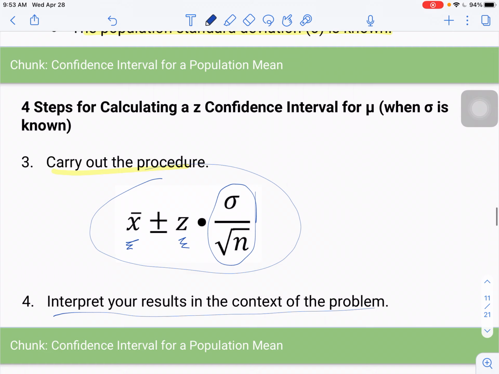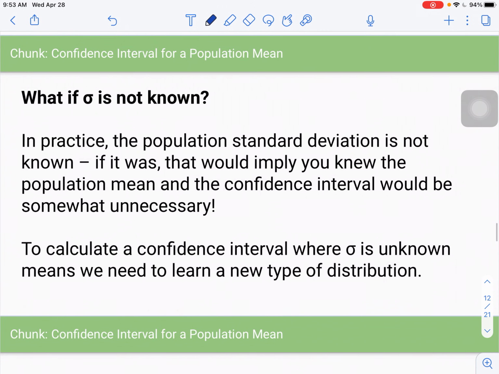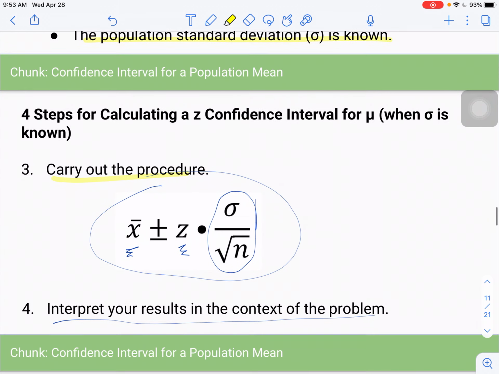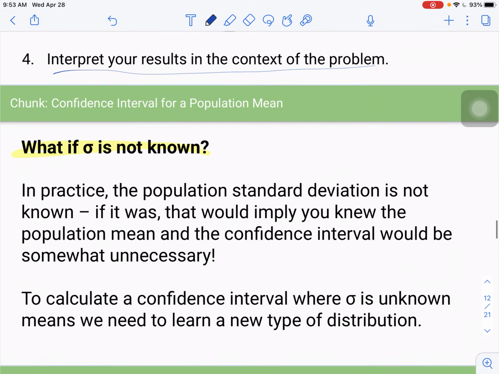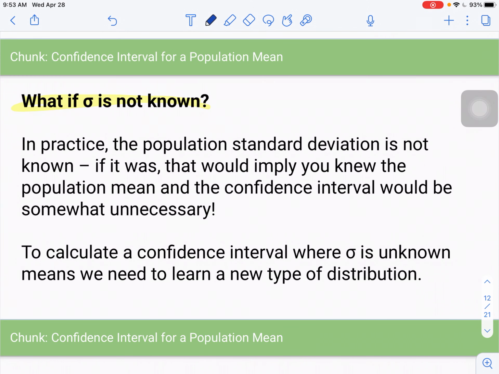Okay, so now the big question is, what if sigma is not known? And it's almost always not known. So as I said, this process isn't super practical, again, because usually we don't know that sigma value. In practice, the population standard deviation is not known. If it was, it would imply that you knew the population mean, and the confidence interval would be somewhat unnecessary.